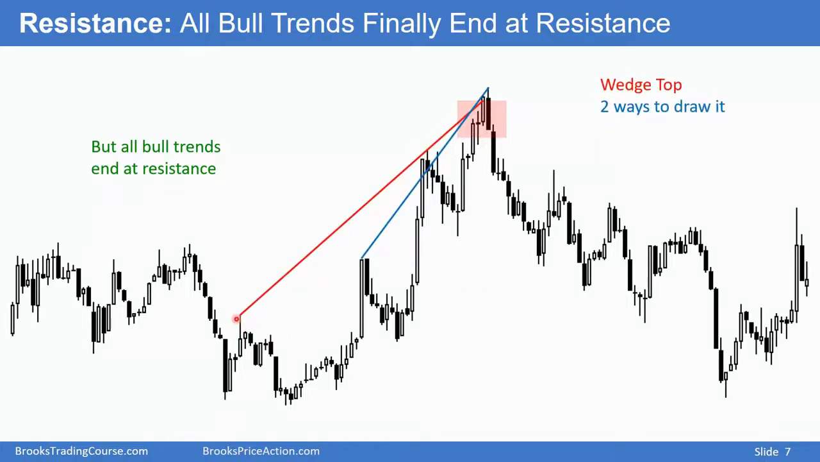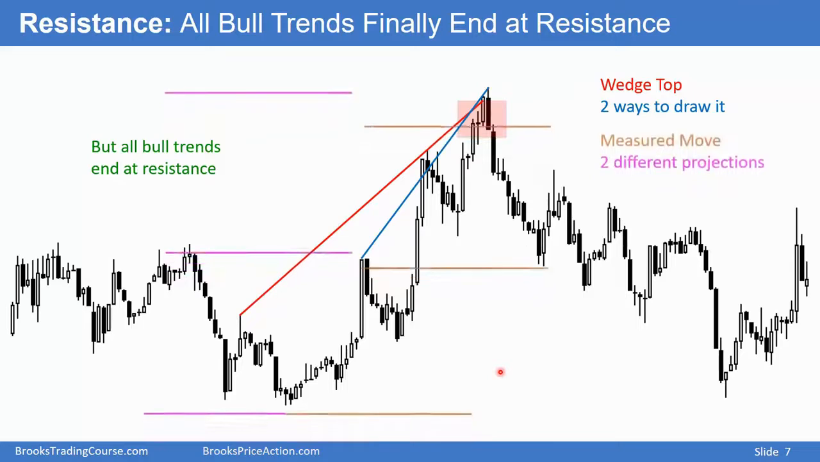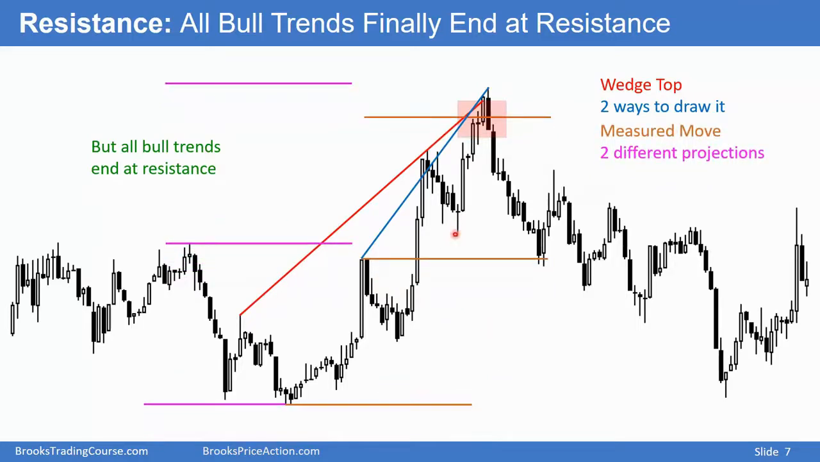A wedge, 1, 2, 3. Another way to draw it, 1, 2, 3. So we have a potential wedge top up here. We have a pullback here. This low stayed above this high, so we have a potential measured move up from this high. Here's the bottom of the move. Here's the breakout point. Measured move comes in right there.